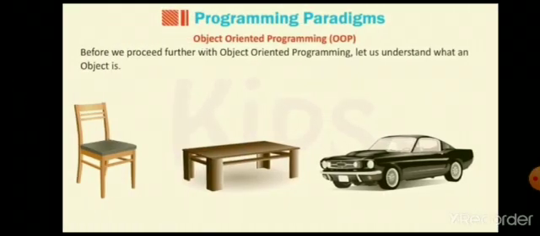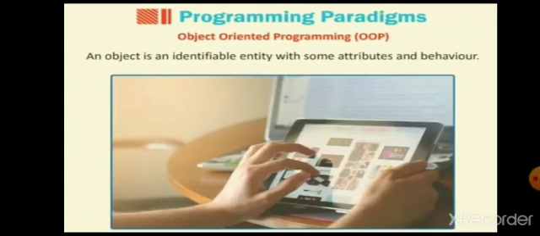Whereas in object-oriented language, we need to understand first what is an object. Suppose an object is an identifiable entity with some attributes and behavior. For example, a car is an object. Why? Because it has some attributes. Attributes here means properties. It has four wheels.